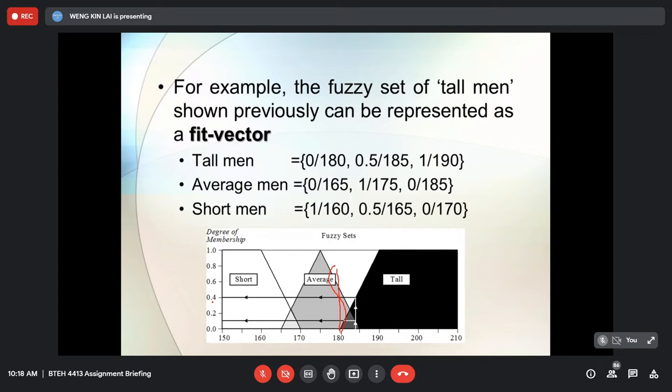Okay, 180 here. You see where it intersects? It intersects at about 0.6. So you'll be 0.6 average, 0 tall, and also 0 short. You follow? Or try another example, let's say 187. Can you see? 187 around here. The membership for average will be zero, membership for short also zero, but membership for tall is about 0.6.